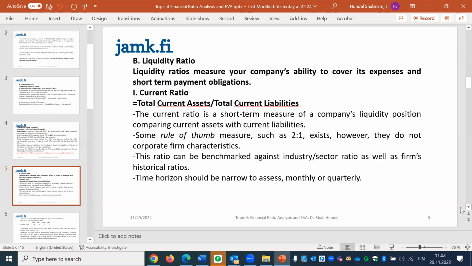The formula is very simple. The first ratio is called current ratio. And the formula is the total current assets divided by total current liabilities. We know that the current assets and the current liabilities come from the balance sheet. This formula has a little bit of a legend. And the legend is that we prefer a 2:1 ratio. That your ratio must not fall below 2:1.